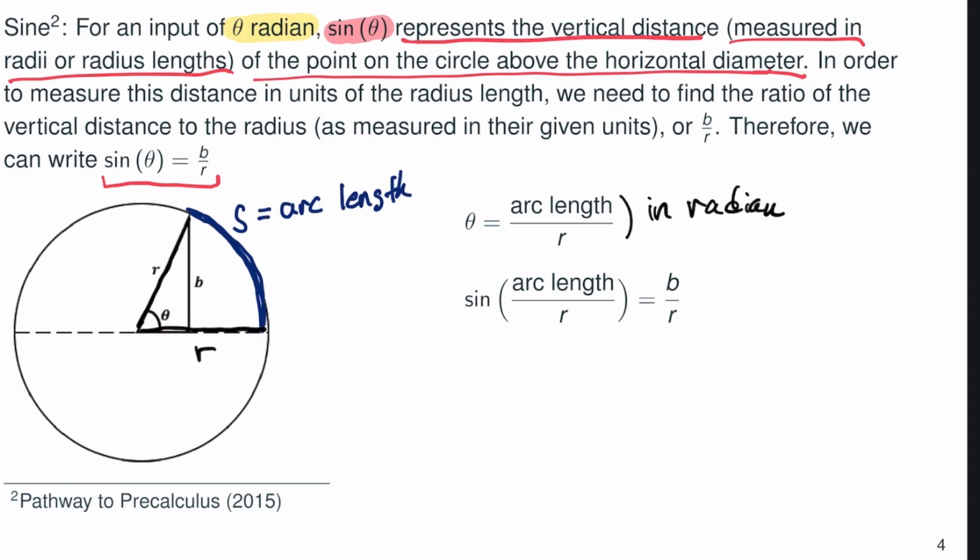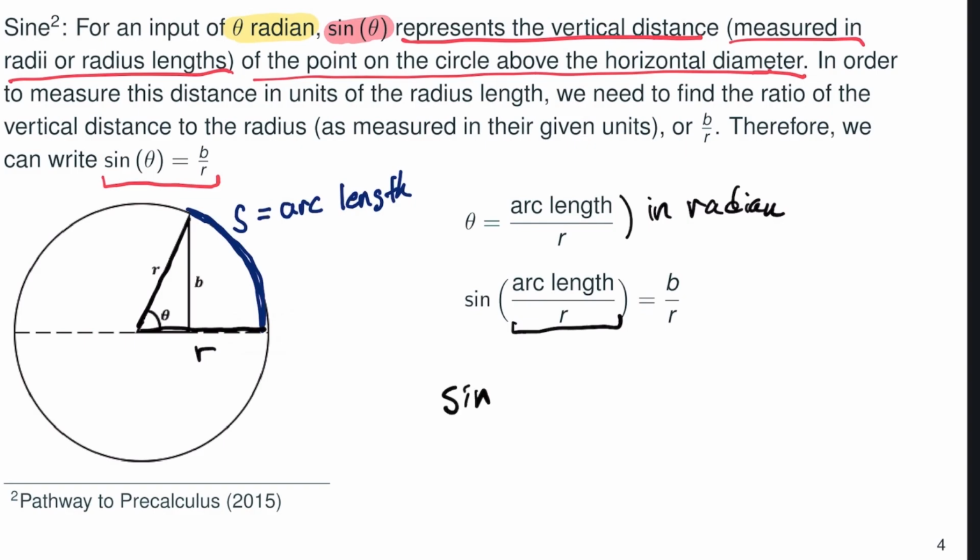So sine takes the angle in radian, and output is, let me do this, here's a terminal ray of the angle. So angle, initial ray, terminal ray. So here's the angle. This is the input angle, arc length divided by radius length. The output is this vertical distance from the horizontal diameter, measured in radius length. So we divide by radius, or we can think it's divided by this radius. Okay, so that's what sine function is.